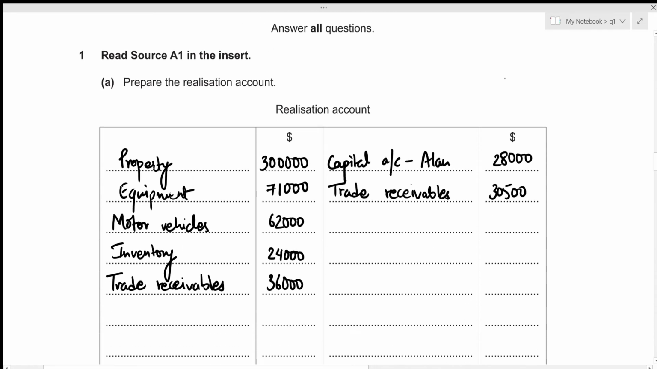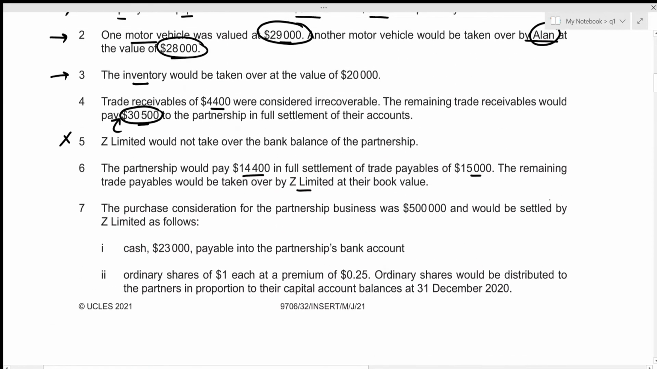Trade payables is a liability, so the original value will go towards the credit side, which amounted to 33,000. And the amount settled by the partnership will go towards debit side, which amounted to 14,400. And the remaining balance taken over by Z Limited will be recorded in the purchase consideration value. Let's move towards another information.